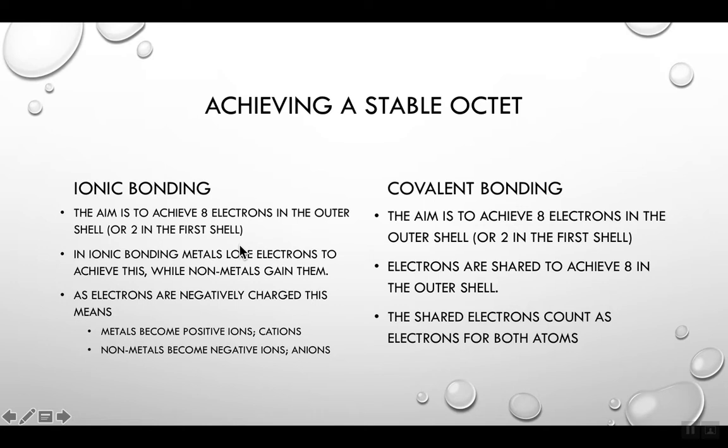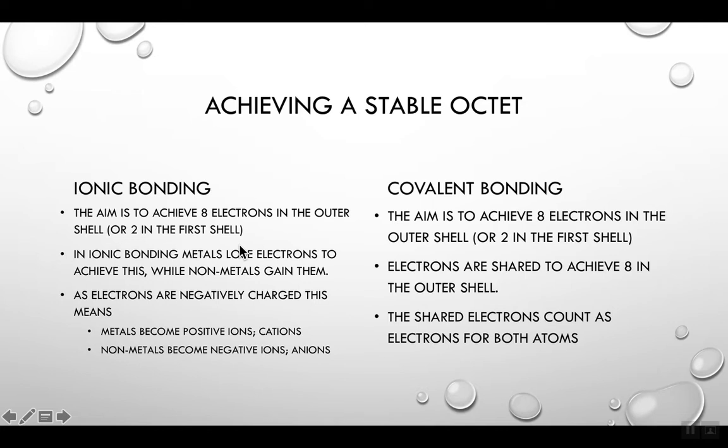If we're doing ionic bonding, then the metals lose electrons until they only have 8 left. The non-metals gain them until they get 8. Okay? Because the electrons are negatively charged, that means the metals, when you lose something negative, become positive. Positive ions, we call them cations. And the non-metals become these anions, which are negatively charged.